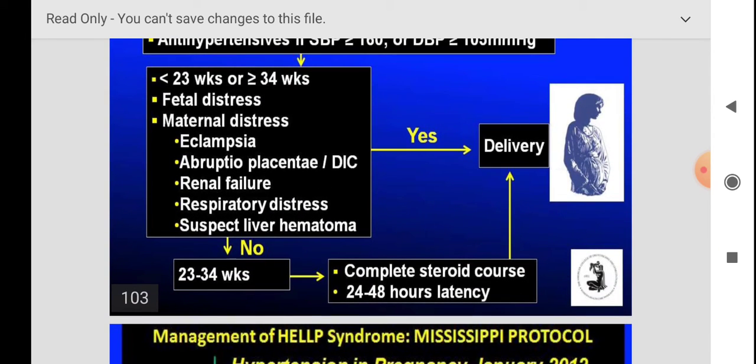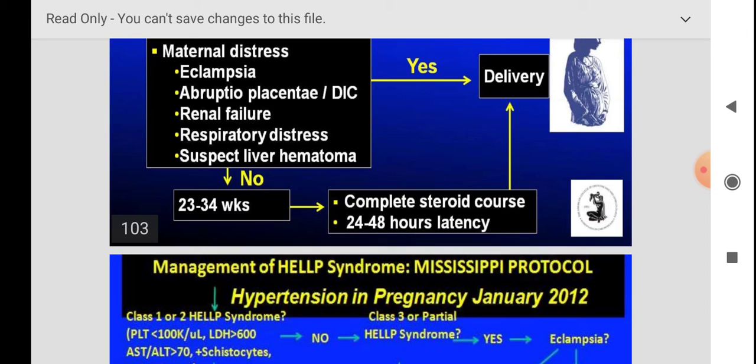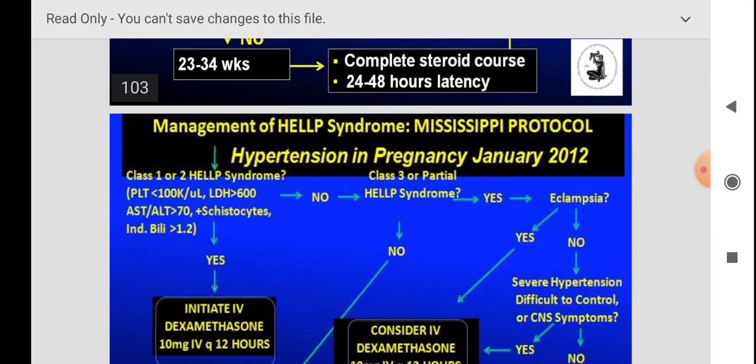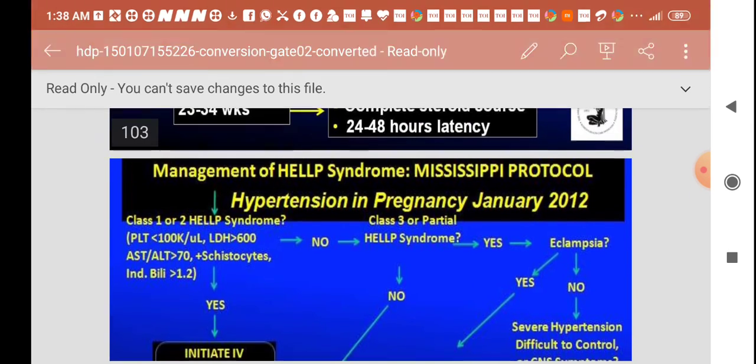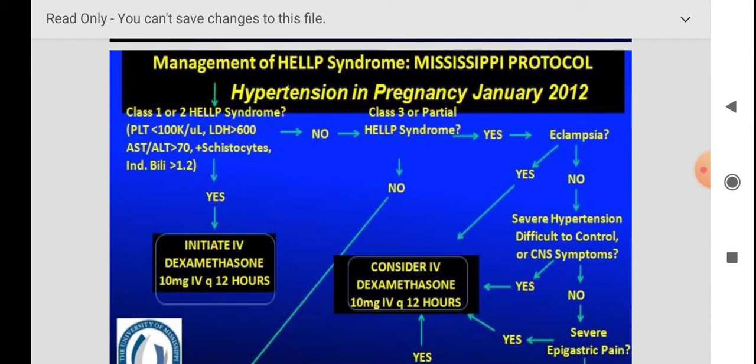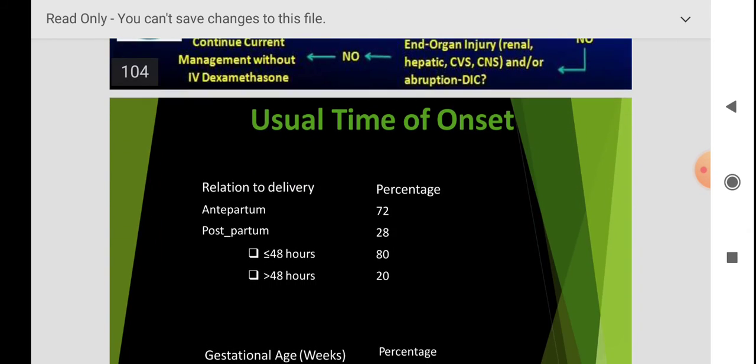If it is less than 23 weeks, that is, there is no chance of viability of the fetus, or if it is more than 34 weeks, or if there is fetal distress or maternal distress like eclampsia, abruption, renal failure, respiratory distress, suspected liver hematoma, then you have to immediately deliver her. If these are absent, that is, if she is between 23 to 34 weeks, complete the steroid course over 24 to 48 hours. You can wait and then consider terminating. The Mississippi classification is another classification to know the severity of HELLP syndrome.